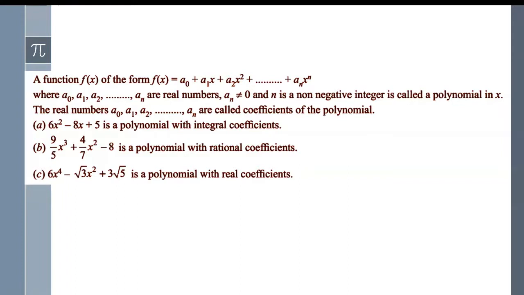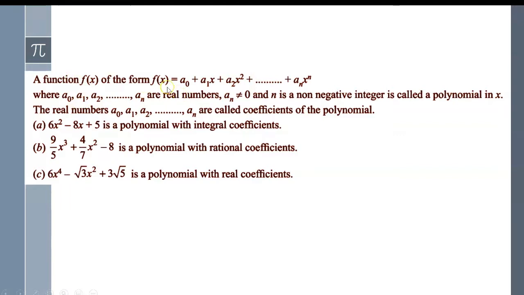Okay, now a function f(x) of the form f(x) equals a0 plus a1x plus a2x squared, etc., up to anx^n. If you see this particular function, we call a0, a1, a2, ..., an the coefficients, and x is called the variable, right? And this n is the degree. So these are the real numbers.